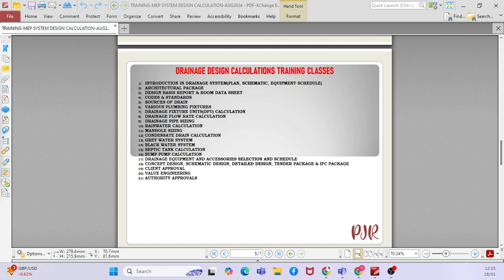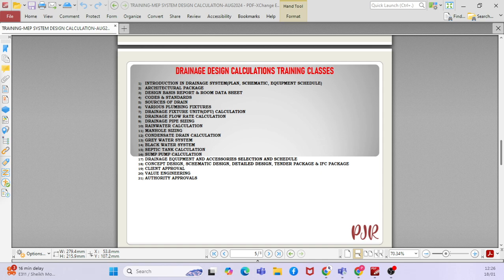So that drain will come, right? So we have various plumbing fixtures. Then we have drainage fixture unit calculation, drainage flow rate calculation, how to do drainage pipe sizing, rainwater calculation, manhole sizing, condensate drain system, grey water system, black water system, septic tank calculation, sump pump calculation.